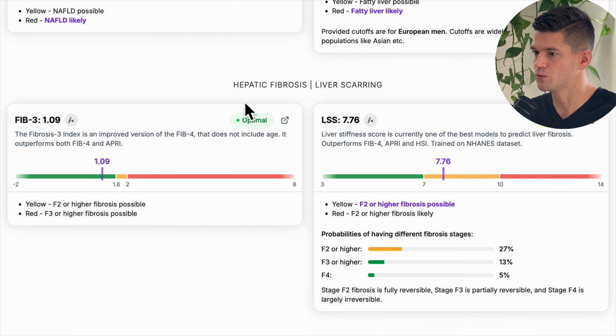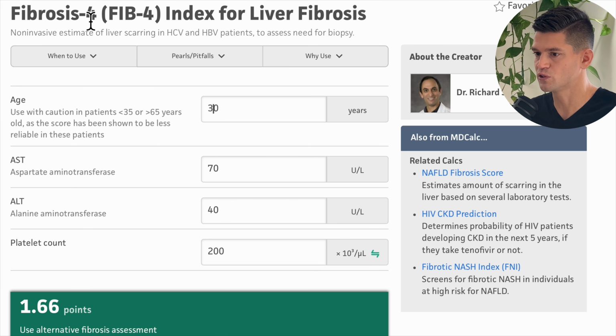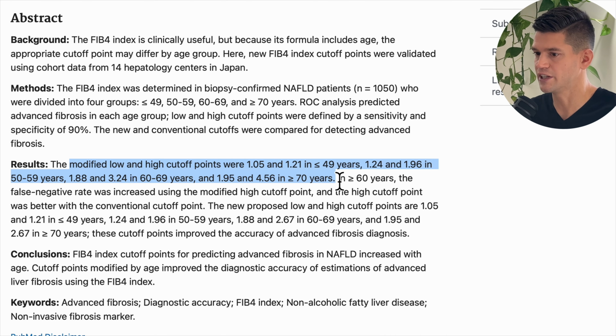Now, let's take a quick look at the fibrosis indices. In clinical practice, fibrosis is most commonly predicted using the FIB-4 index. It's called FIB-4 because it's calculated from 4 parameters. But I didn't include FIB-4 in this interpreter because it relies too heavily on age as one of the inputs, which means you have to use different cutoffs for different age groups, and that gets messy real fast.